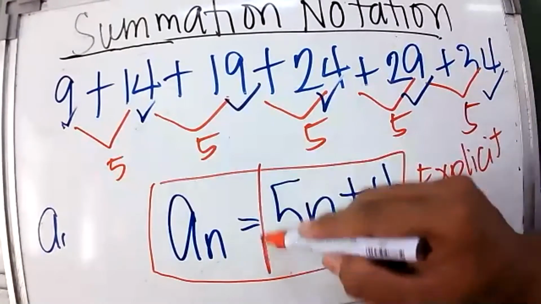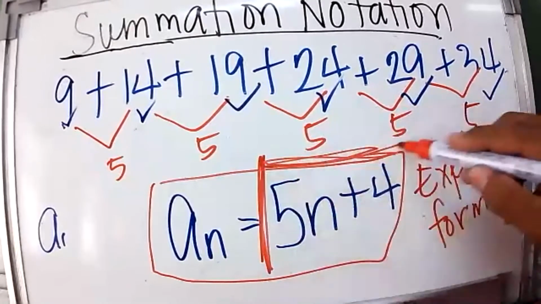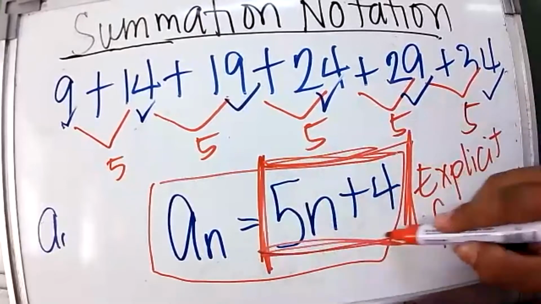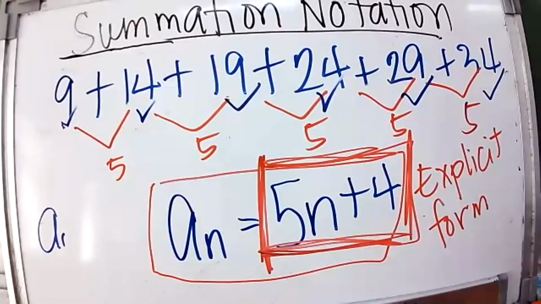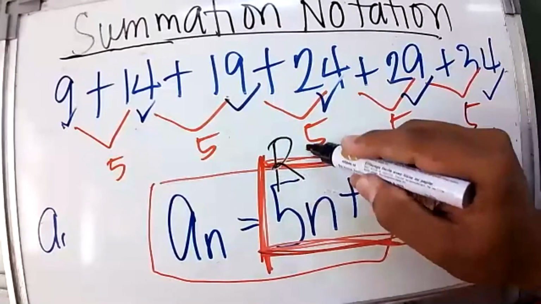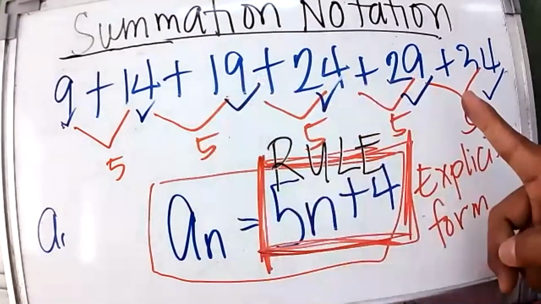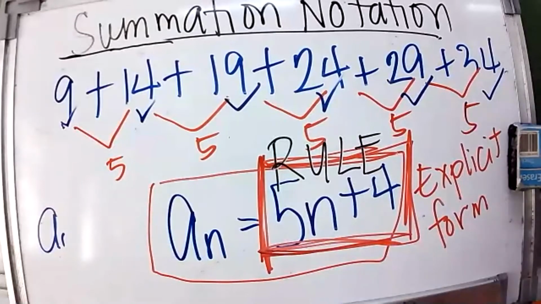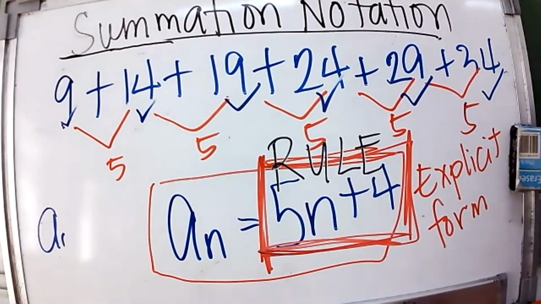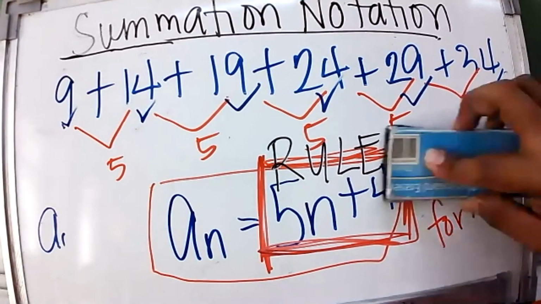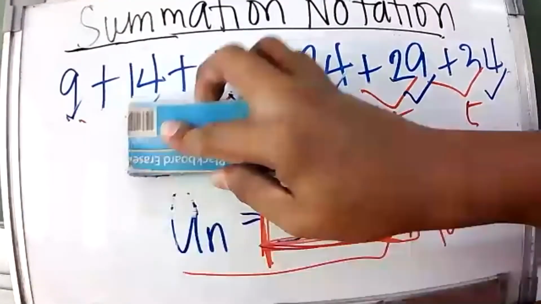And this is what we call the rule. When we say rule, that is the formula that we will use to identify the next terms in our sequence. So, are you caught up? Okay, let's continue. I'll now erase this to have freer space.